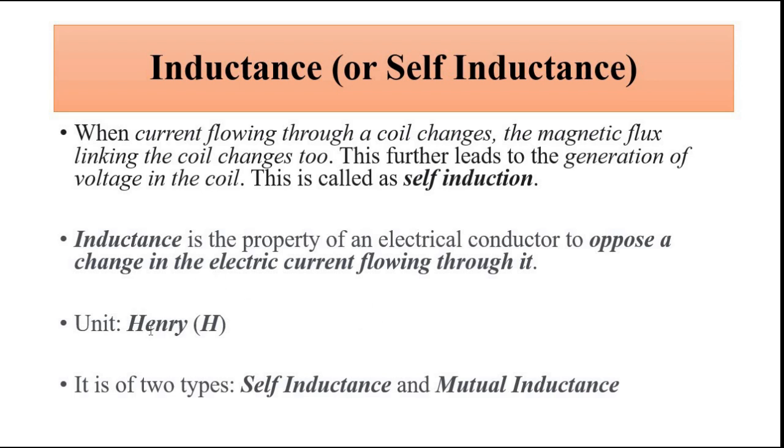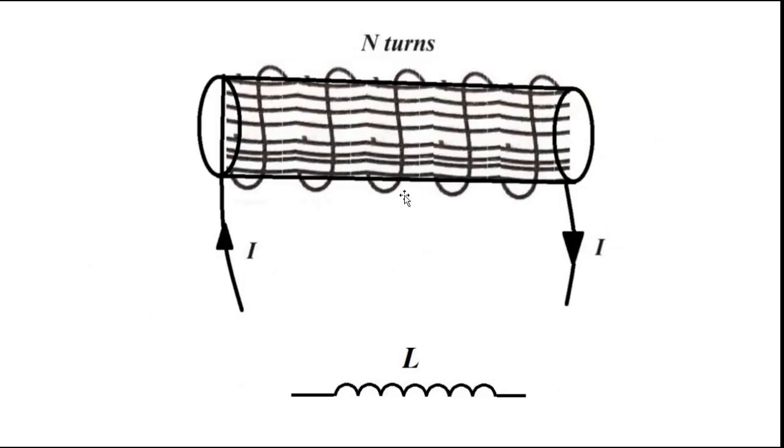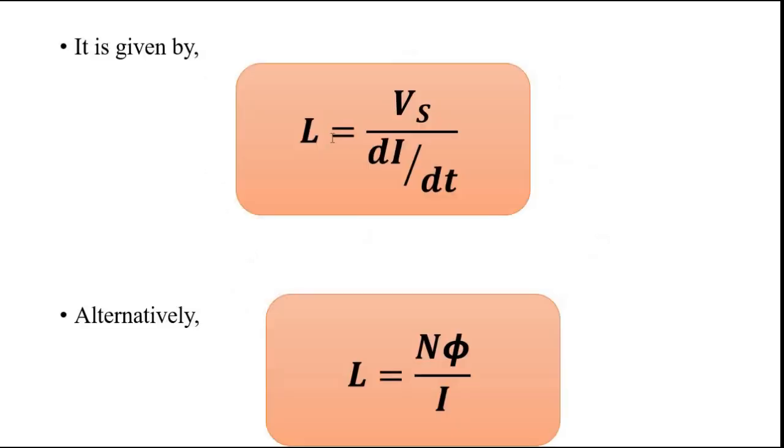And there are two types of inductance: self-inductance and mutual inductance. A very simple way to express an inductor is a solenoid, which consists of an insulated core with a number of turns of coil, n turns, wound over it with a current I flowing through it. This is the symbol of the inductor. So the expression of inductance is given in terms of this: L is equal to Vs by di by dt.